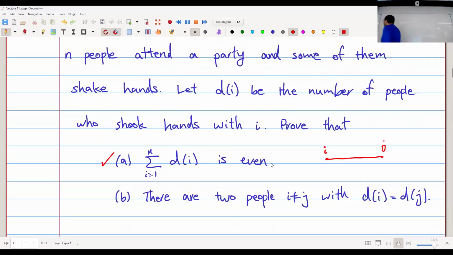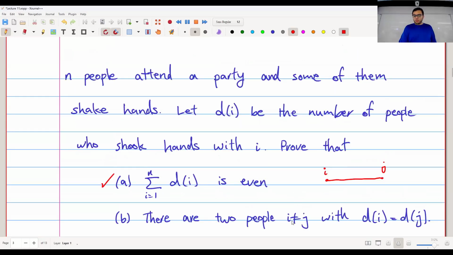But the second part is the more interesting part. Prove that there are 2 people that have shaken hands with the same number of people. So prove that there are 2 people, i and j, where D_i is equal to D_j.